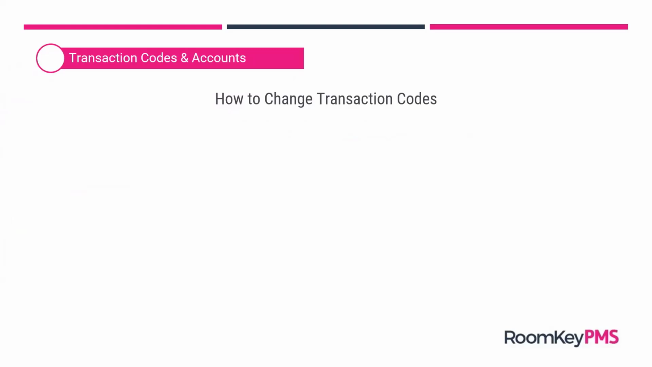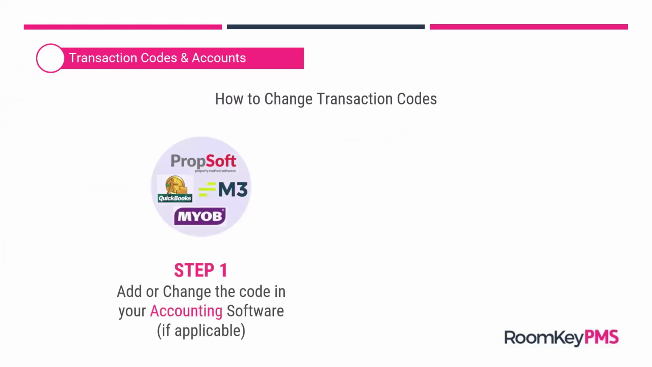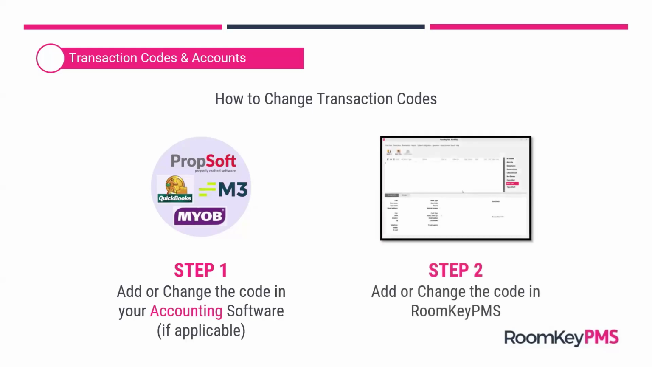We're actually going to start with transaction codes and how to make these changes so that they correspond with changes to your accounting software. So, step number one is to add or change a transaction code in your accounting software first. This may not be applicable with some types of accounting software, or if your accounting software does not require transaction code information, you can actually skip step number one and go directly to step number two.